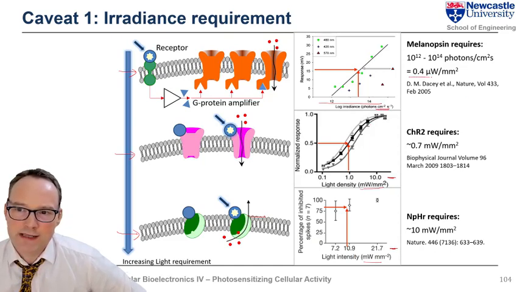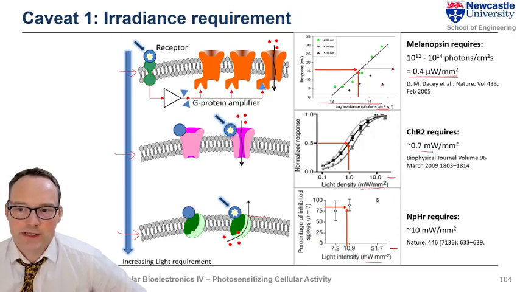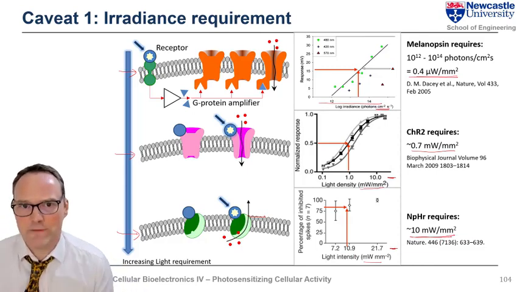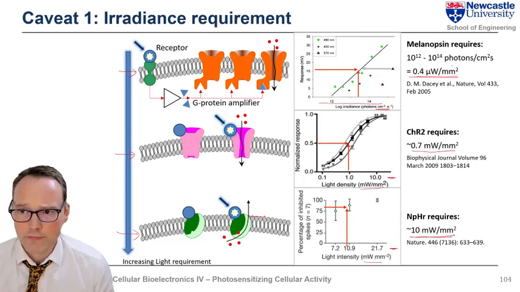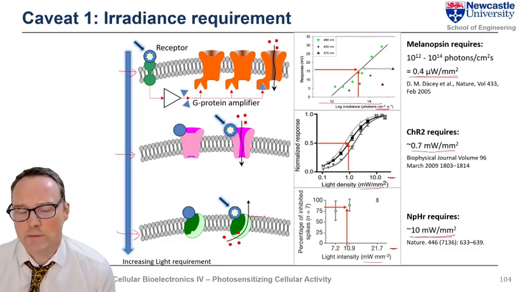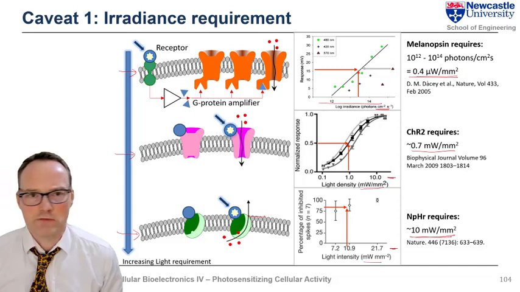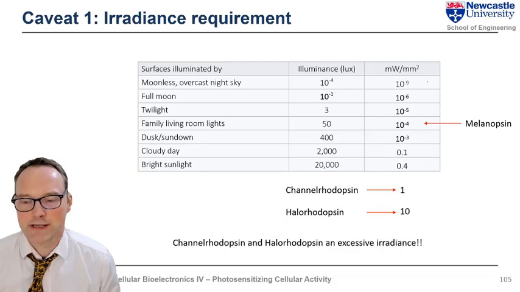So the melanopsins typically take about 0.4 microwatts per square millimeter. Channelrhodopsin takes 0.7 milliwatts per square centimeter, and halorhodopsin requires about 10 milliwatts per square millimeter to achieve what it needs to achieve. So clearly these are orders of magnitude different. In particular, melanopsin is about 1,000 times more sensitive than channelrhodopsin. So okay, this is great. This is fine. We can use melanopsin. But there are a few additional subtleties to that.